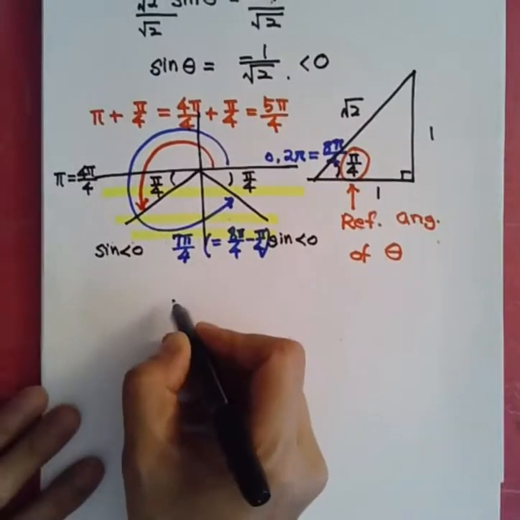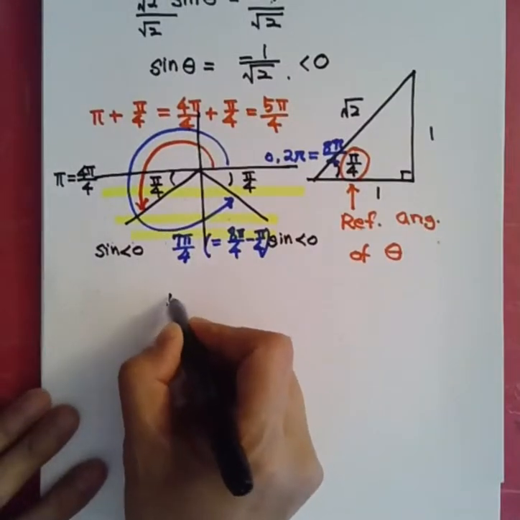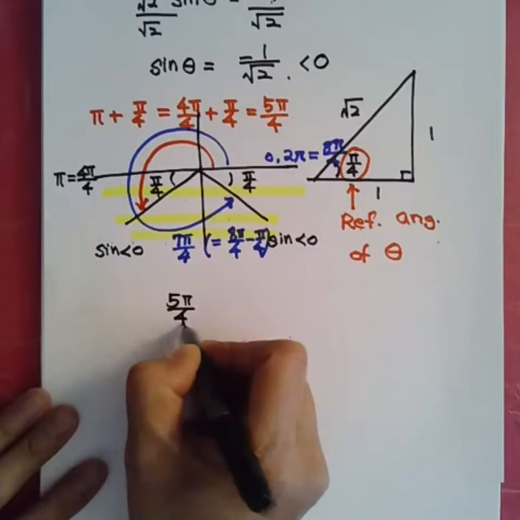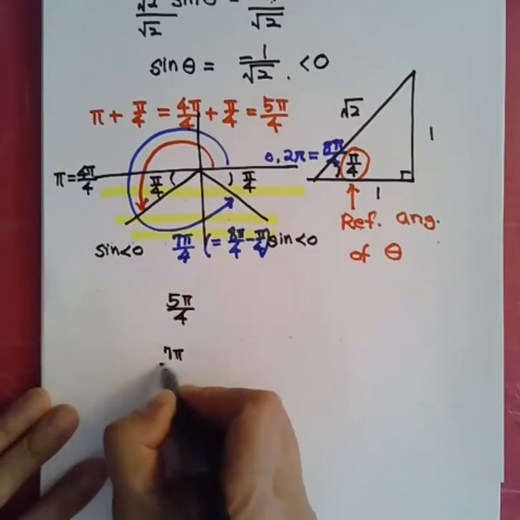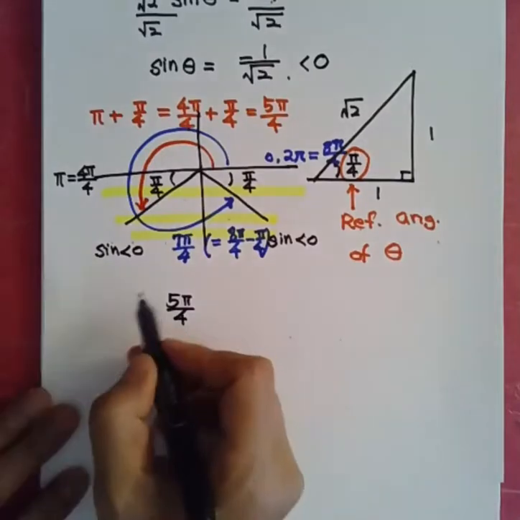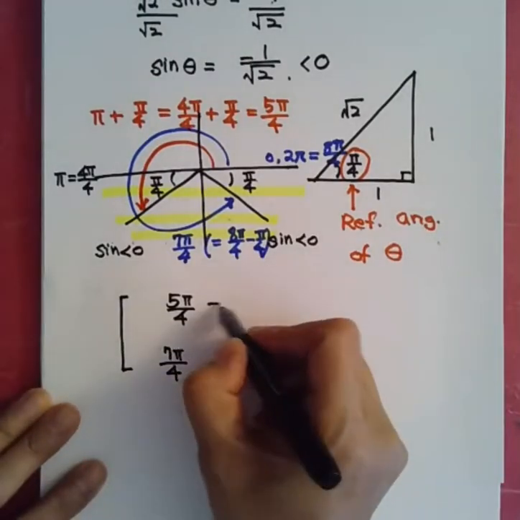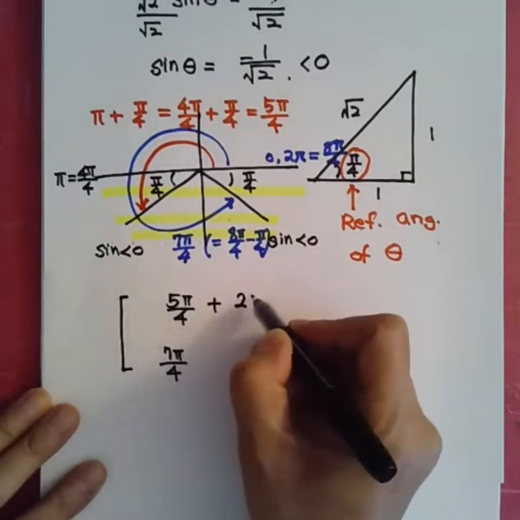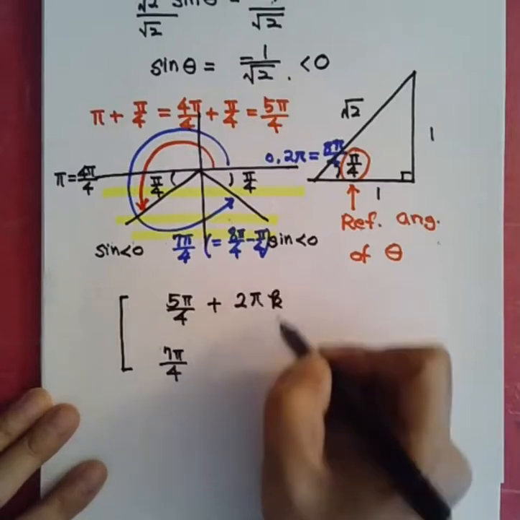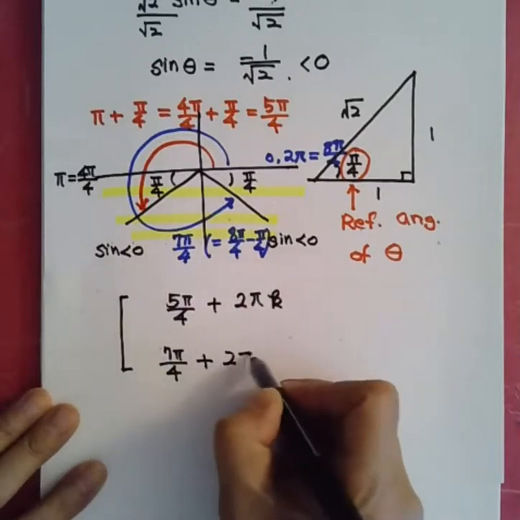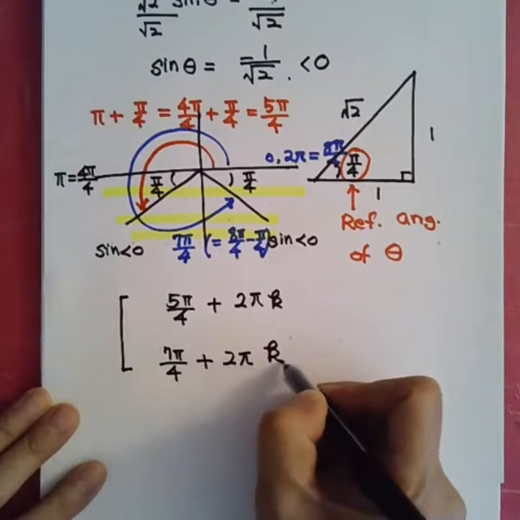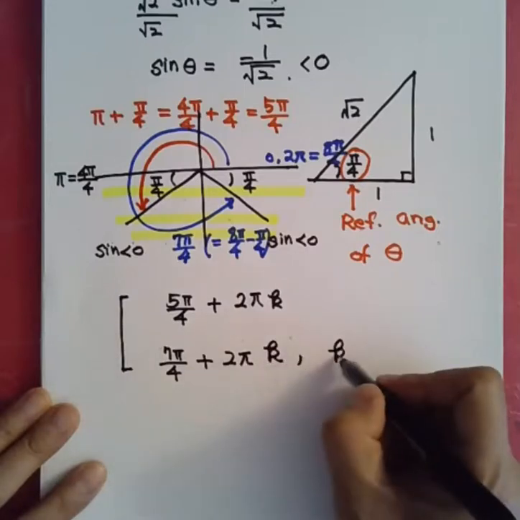Those are 5 pi over 4 and 7 pi over 4. We have to list all solutions, so we have to add 2 pi k for all the coterminal angles.